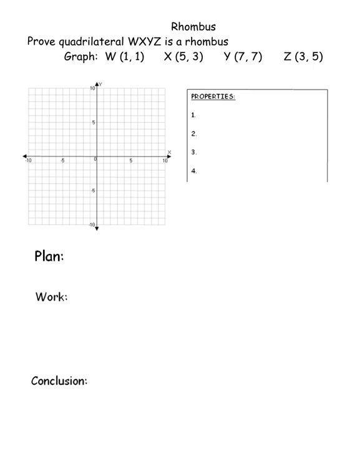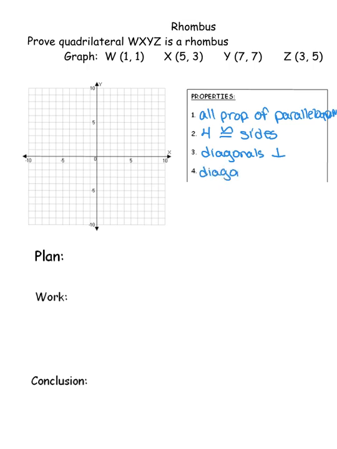So the first thing we're going to do, let's quickly once again review the properties. It's got all the properties of a parallelogram. It's got four congruent sides. The diagonals are perpendicular, and the diagonals bisect the angles. So like any other proof, the first thing that we're going to do is plot the 4 points. So we've got (1, 1), we've got (5, 3), we've got (7, 7), and we've got (3, 5). And that is W, X, Y, and Z.